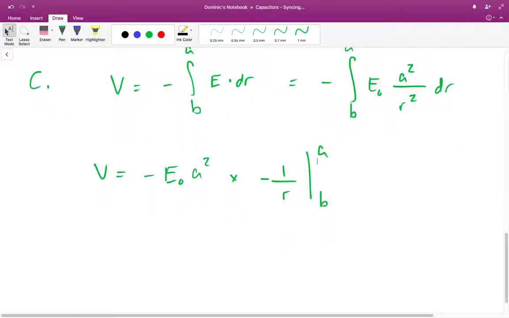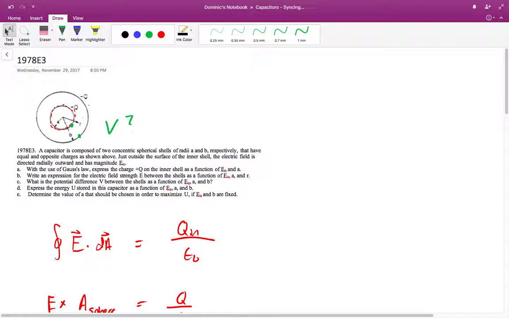Okay, and so the negatives cancel out, and we're left with V is equal to E naught A squared times 1 over A minus 1 over B. So that is the potential difference between those 2 points, in terms of A, B, and E naught.